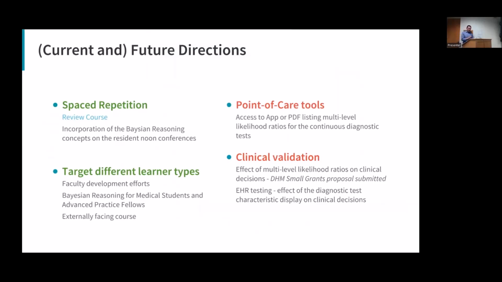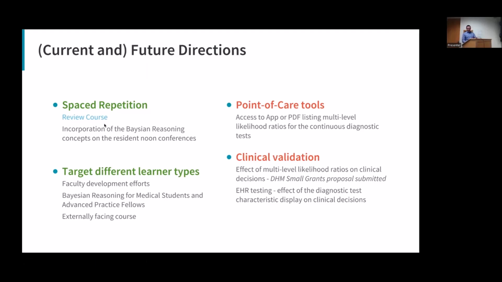So lastly, a couple of things regarding current and future directions for this course. One of the things that came up that is obvious from the retention test is that there's a need for spaced repetition. That one-time course is not going to teach them enough to create sustained knowledge. So we created a review course.